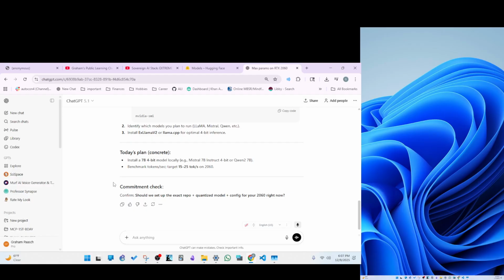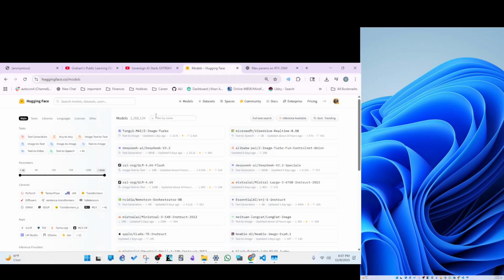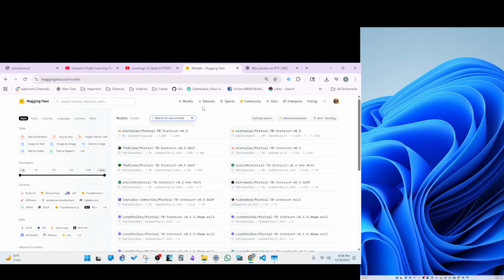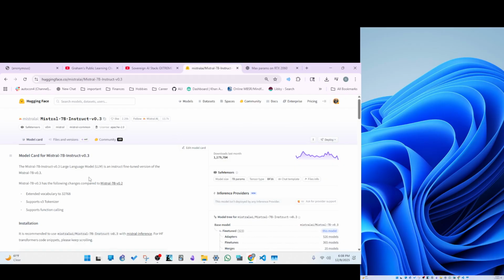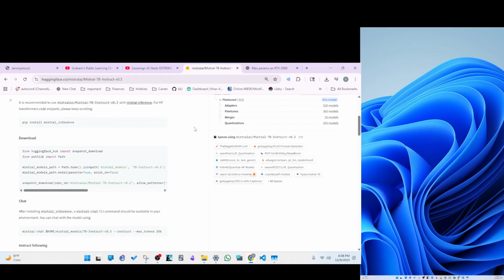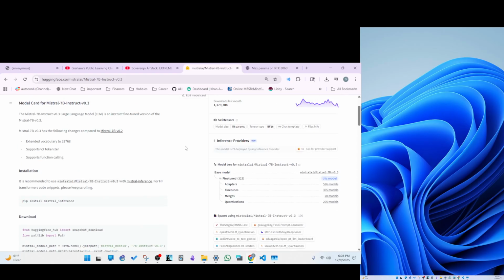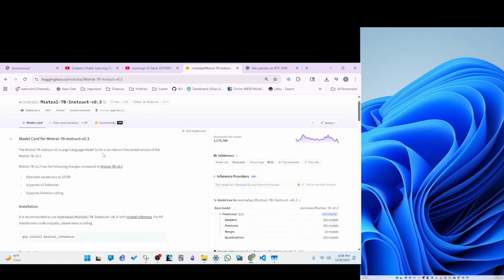But I did want to make the point that I can run like Qwen 2.7 or Mistral 7B really well. So even just with my 2060, I can run pretty powerful models. So here it is. We've got different versions. Let's go with version 0.3. So I can run this just on my 2060 here, and this is not a weak model at all. 7 billion is pretty good.